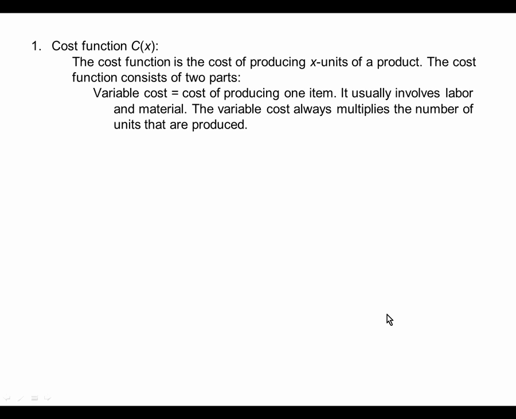The variable cost is the cost of producing one item. It's sometimes called the change in production. It usually involves labor and material. So the variable cost always multiplies the number of units that are produced.